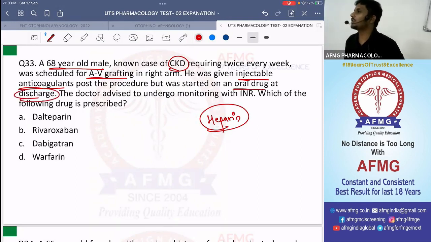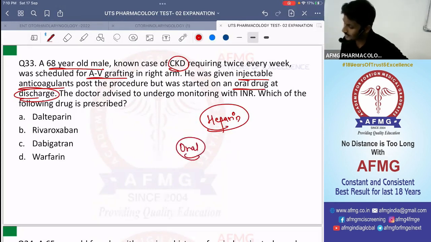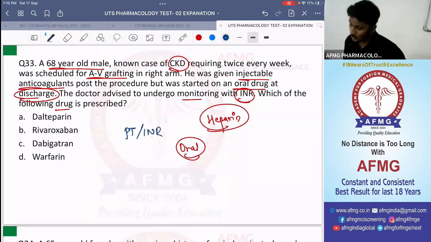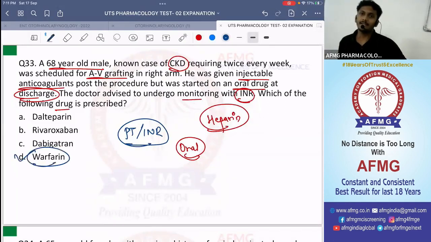Because after discharge, the patient cannot get injectables every day, na? So for maintenance therapy, maintenance doses, we will give an oral drug to the patient. The patient was advised to undergo monitoring with INR, that is International Normalized Ratio. Which of the following drugs is prescribed to the patient? The drug which will require close monitoring with prothrombin time or INR. The answer should be an oral anticoagulant drug, and that is known as warfarin.